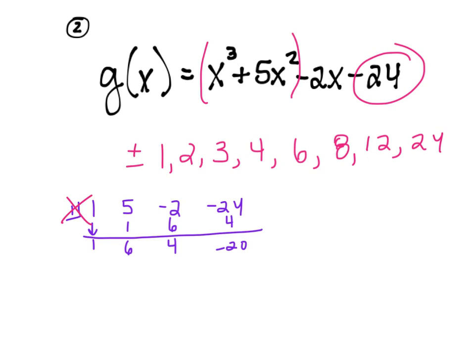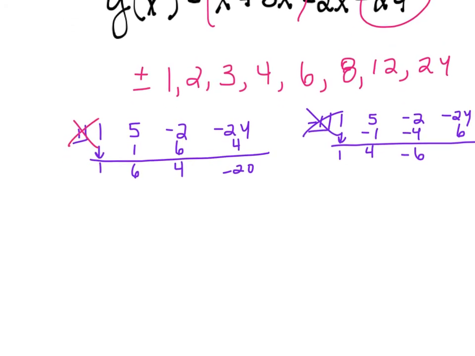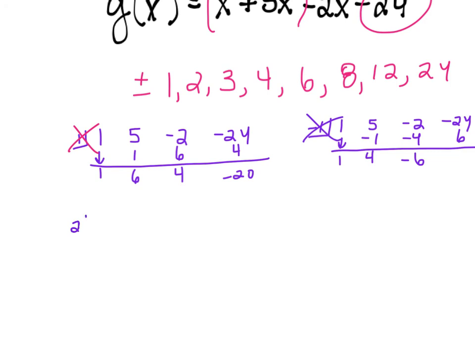So if positive 1 doesn't work, let's try negative 1. Maybe that one will work. Coefficients: 1, 5, negative 2, negative 24. Bring down the 1. 1 times negative 1, negative 1. 5 and negative 1, 4. 4 times negative 1, what? Negative 4. Negative 2, negative 4, negative 6. Negative 6 and negative 1, 6. Is this one going to work? Nope, this one doesn't work either. So you can just say, okay, now let's try 2.